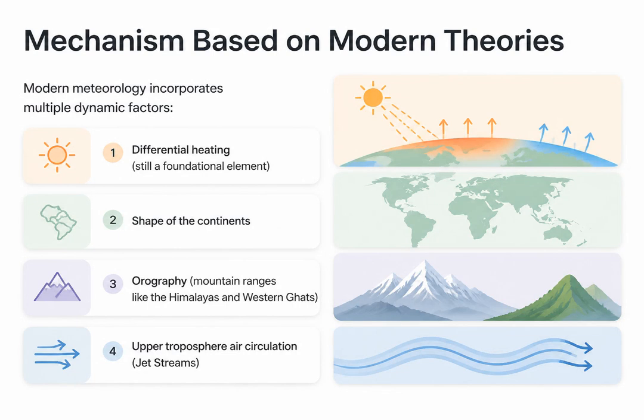To truly understand the monsoon, we must look to modern theories. While differential heating is still recognized as the foundational engine, modern meteorology incorporates several other critical factors. The unique shape of the Indian subcontinent, the orography, meaning the placement of massive mountain ranges like the Himalayas, and most importantly, the complex air circulation patterns high up in the upper troposphere, specifically the jet streams. Let's look at how these factors create a seasonal rhythm.